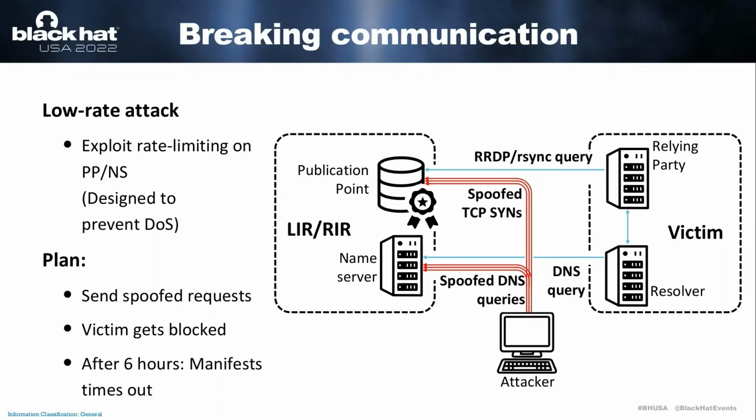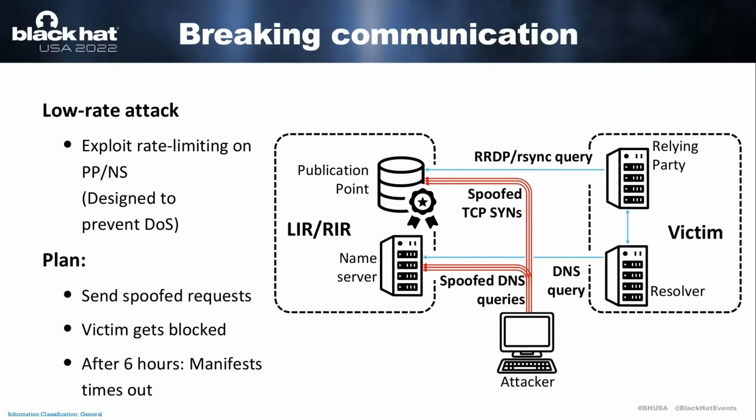So what we do instead is a low rate attack. Especially, we exploit rate limiting on the publication point or the name server which serves the domain. Rate limiting is a mechanism designed to prevent denial of service. The basic idea is you have a rate limit which is, for example, 1,000 packets per second per IP address or per IP address subnet. And anything above that number will just get thrown into the trash bin. So if there's a rate limit of 1,000 packets and you get 2,000 requests, you just serve the first 1,000 and then you wait until the bucket is refreshed and then you do the same again.